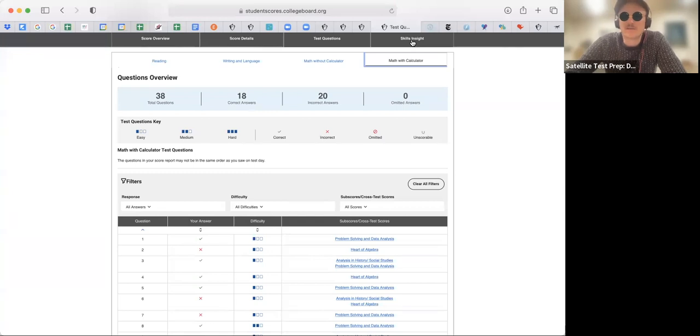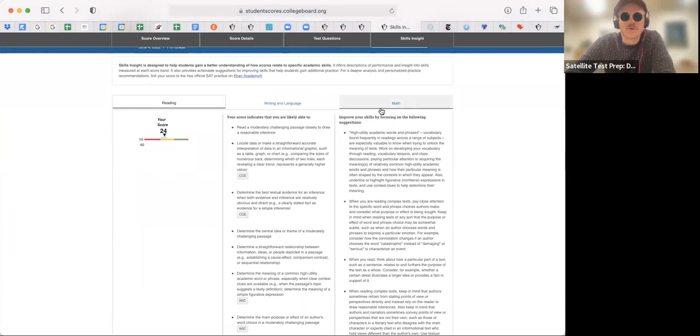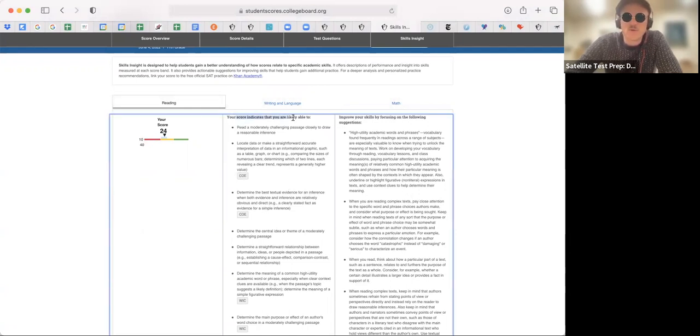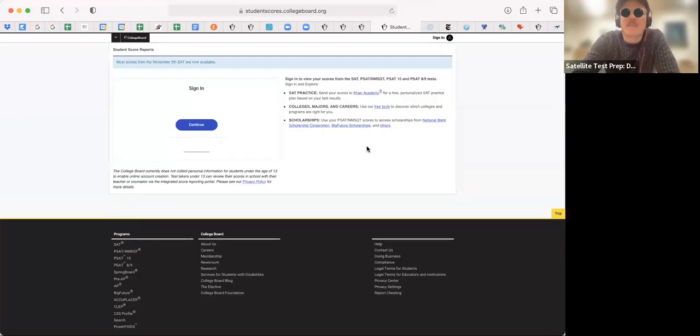The last box is skills insight. Okay, skills insight. I don't usually look at this too much as a tutor, but maybe I should. It just gives you real detailed breakdowns of the kinds of skills that they feel you are good at and that you need improvement on, right? I find it to be very complicated, overly complicated and stuff like that. So I wouldn't worry too much about that skills insight. And that's basically an overview of how you look at your SAT scores, and you can compare them to previous scores, etc.